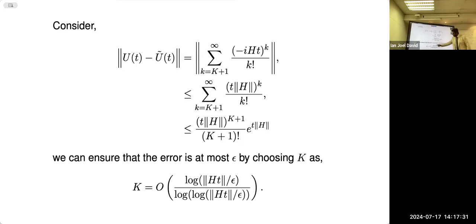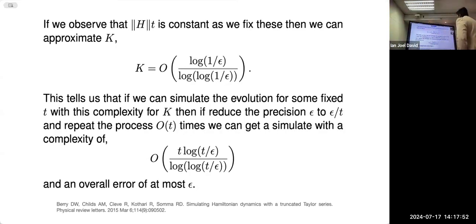However, we see that we got these quantities like norm of ht. And that's not something that's important at the moment, because the simulation time will usually be specified beforehand, so it'll be constant. And the Hamiltonian is also specified beforehand, it's also constant. So we can rewrite the scaling for K by just dropping everything out. K scales like this with respect to the precision epsilon.